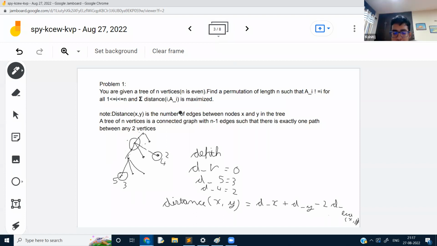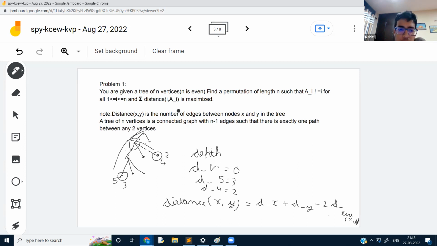So now we can see that the distance between two nodes is depth of x plus depth of y minus 2 into depth of the lowest common ancestor, LCA. This is because we take all the edges over here, and we subtract these edges which are not on the simple path between them. And these happened twice, so we subtracted 2 times the depth of the LCA.